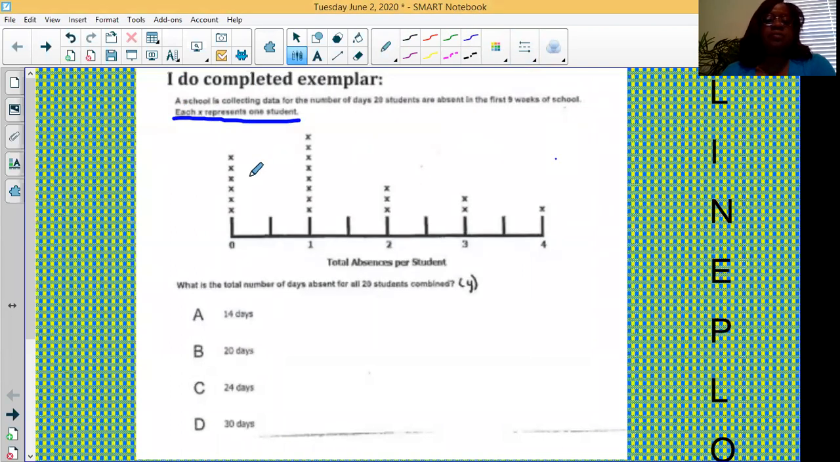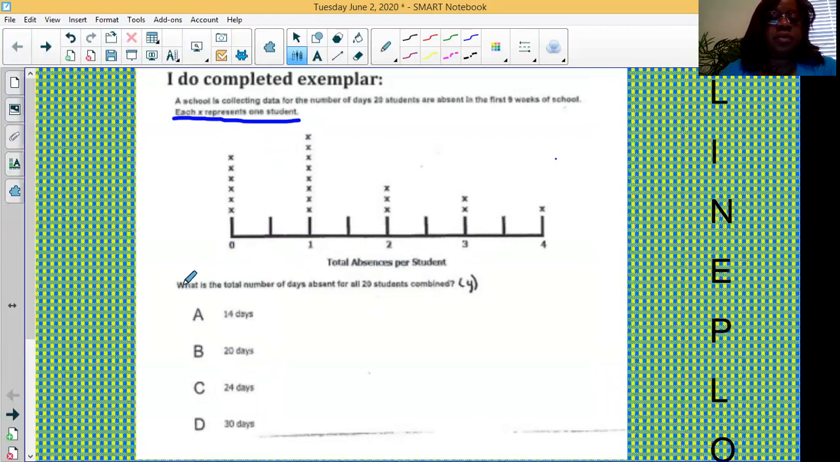And here's the graph. So here, the title would be total absences per student. Each one of these X's represents one student. Okay? Under you see a number line starting at 0. And of course, you know this would be 1/2. Then this would be 1. And then here's 2. And then here's 3.